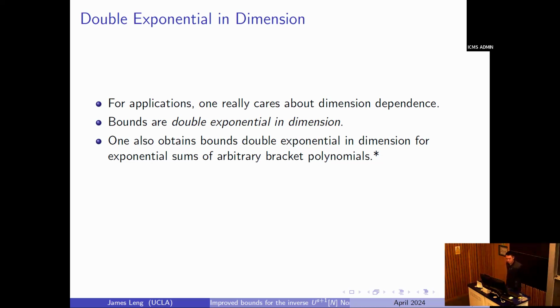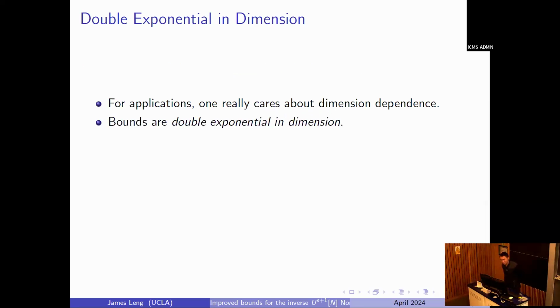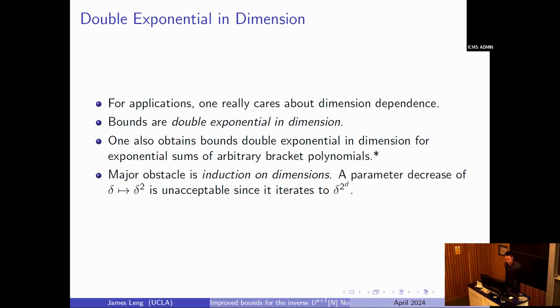So these bounds are double exponential in dimension, meaning that the exponent is exponential in dimension. And similar bounds happen, if you cheat a bit, for exponential sums of arbitrary bracket polynomials. And so a major obstacle to improving on these double exponential bounds in dimension is something called induction on dimensions.